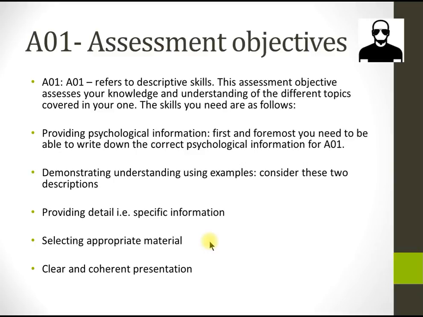Select the appropriate material. Don't just brain fart on the page and put everything you've ever covered on there. You select it. Do you need to say, for example, that participants were led into a room, they were sat down, blah, blah, blah? Probably not. You need the core information that's going to drive your argument further. You need clear and coherent presentation of your ideas, so they need to be written clearly, precisely, in a scientific manner. So that's your AO1. Roughly half your marks are AO1 in an essay, and on the papers it's about a third.